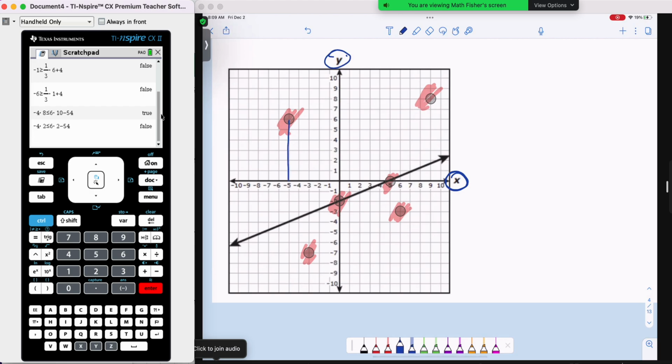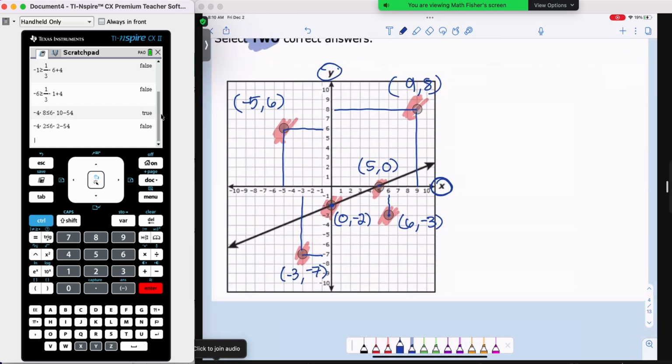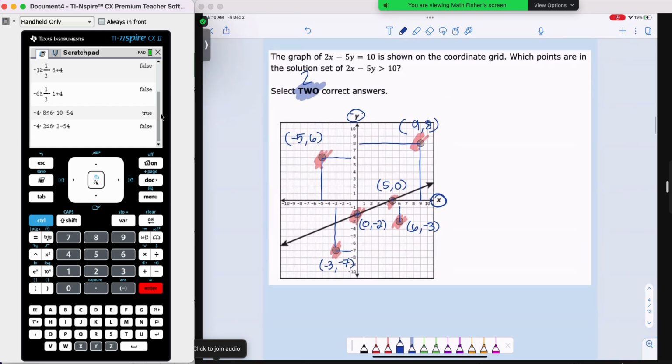For this point, it is negative 5, comma, 6. Then for this point, it is 9, comma, 8. Then for this point, it is 5, comma, 0. And then for this point, it's 0, comma, negative 2. And then for this point, 6, comma, negative 3. And then negative 3, comma, negative 7. And we have to do true and false for each one of these points.